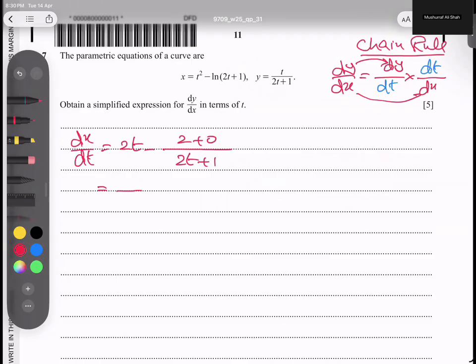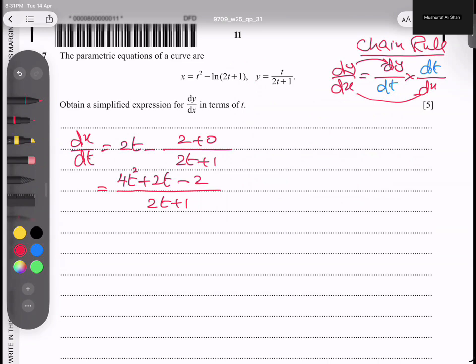Can I leave it here? Not at all. I will take LCM. And 2t plus 1 is the LCM. This completely multiplies with that. Okay, I can say I got a 4t and plus 2t. Let me check. No. 4t square. Let me check again. 4t square plus 2t and negative 2. And let me check finally.